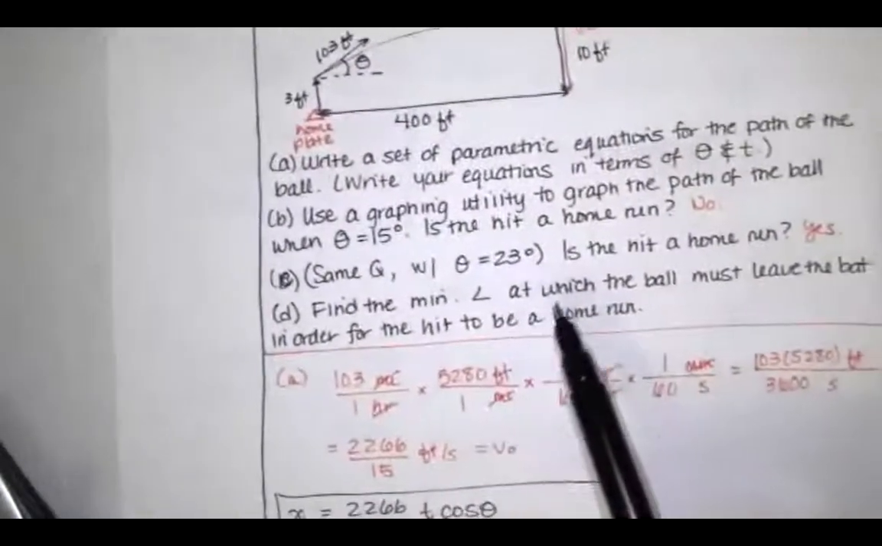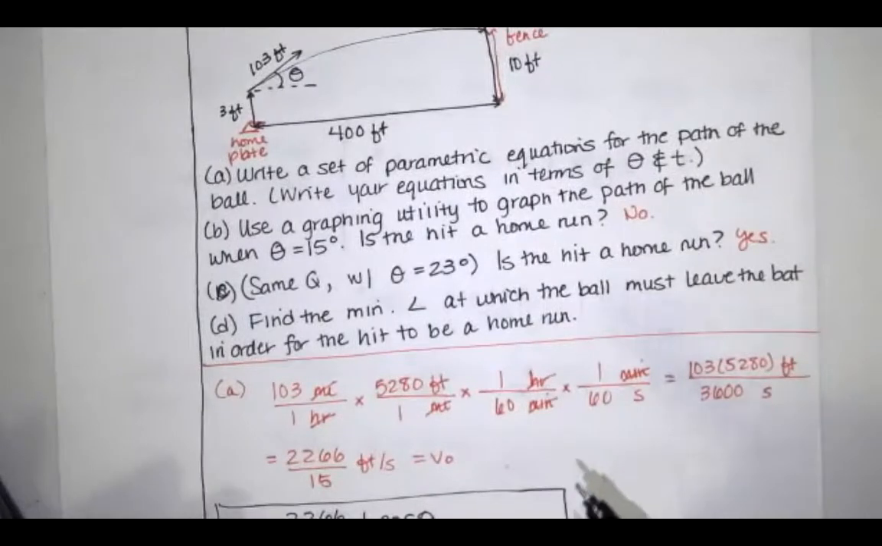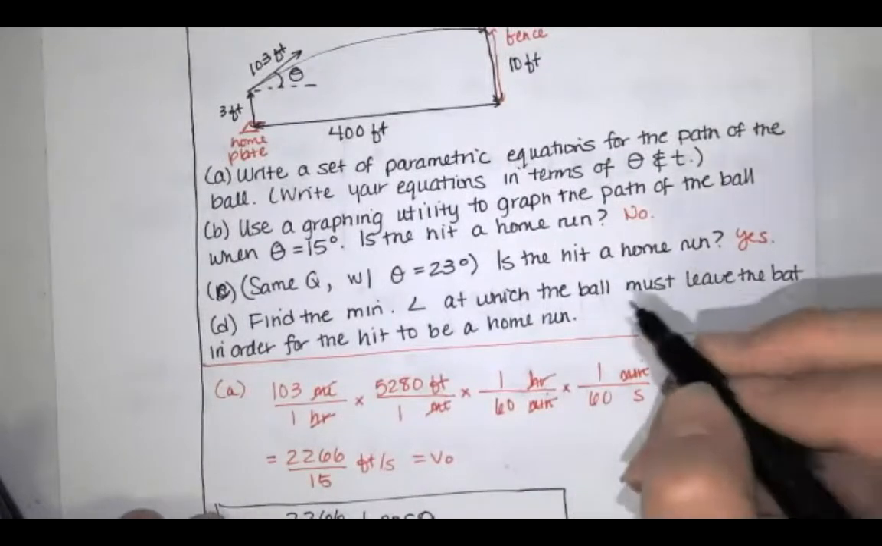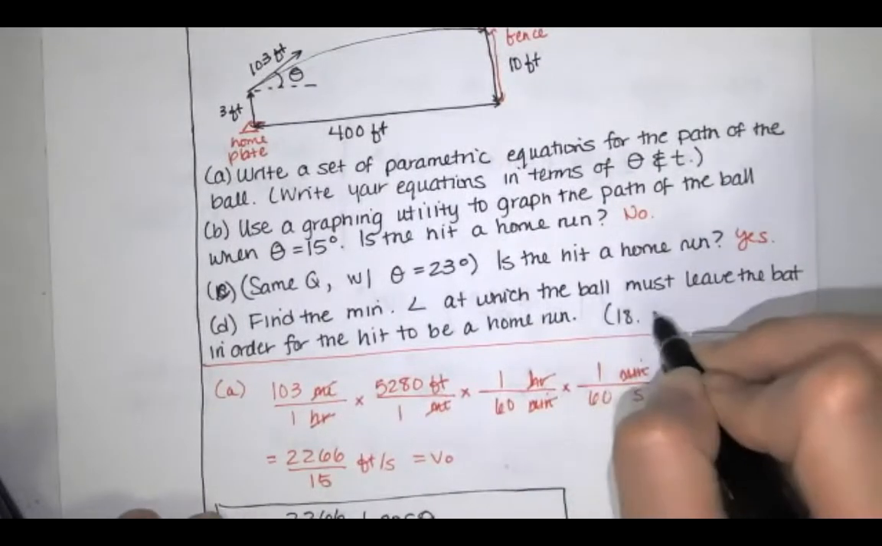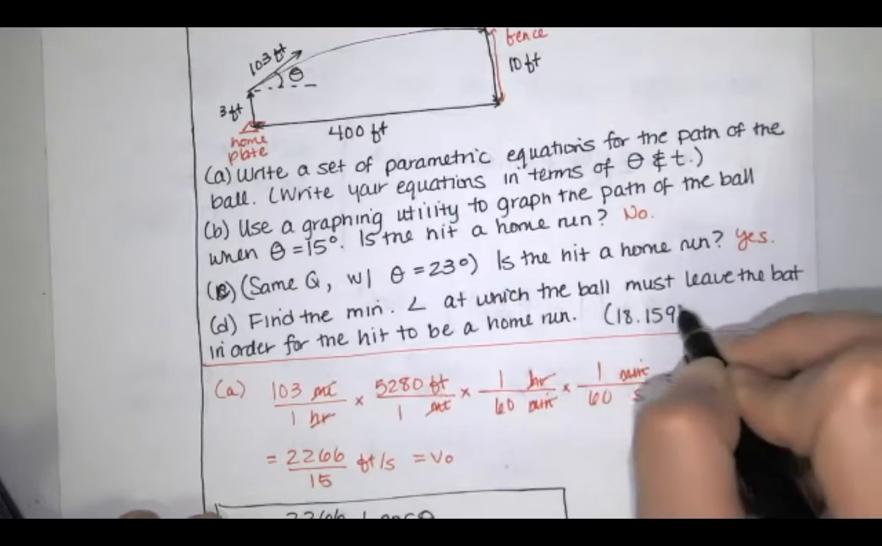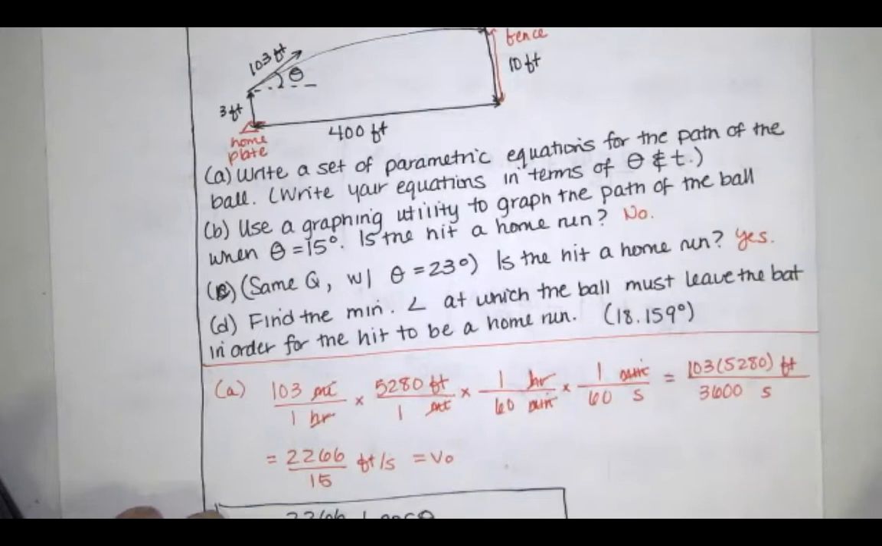So let's go back to that original problem statement. Find the minimum angle at which the ball must leave the bat in order for the hit to be a home run. Based on my calculations, that was 18.159 degrees. If we want to round to one decimal place, we could round that to 18.2 degrees.